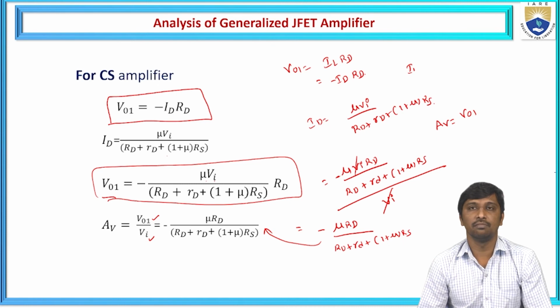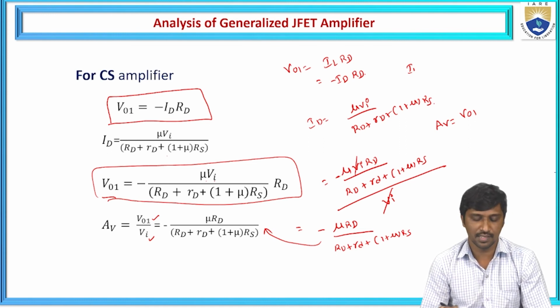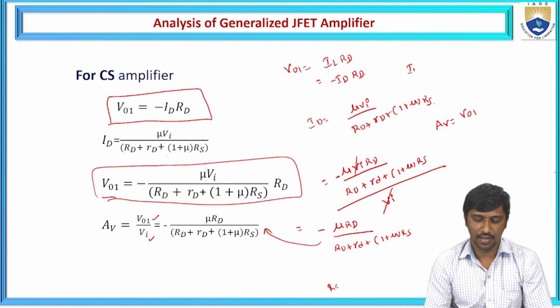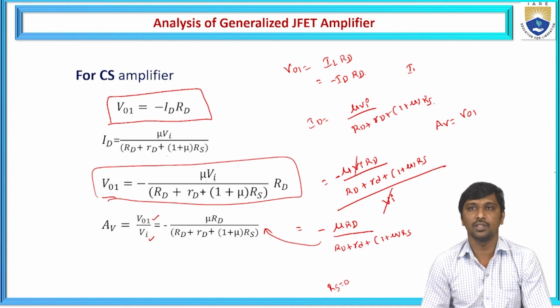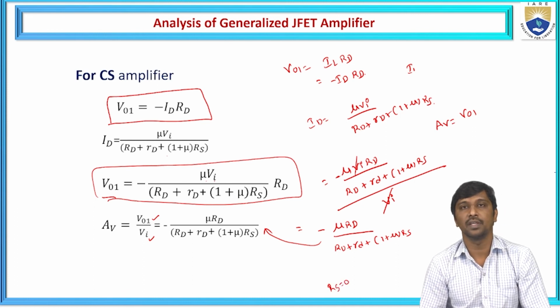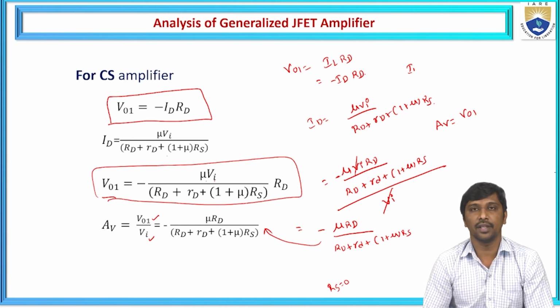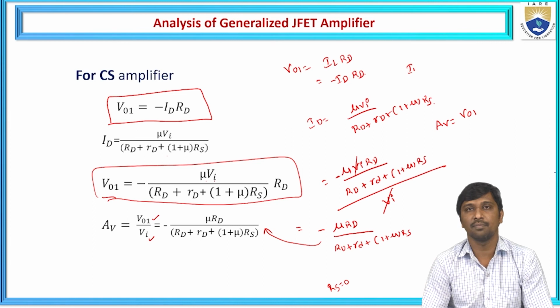Suppose you want to measure a common source amplifier without a source resistance. We need to assume Rs is equal to 0, which means we need to remove the source resistance from the source terminal to define a common source amplifier without source resistance.